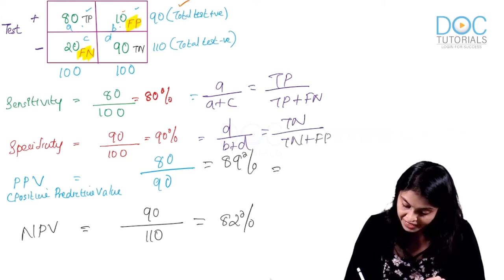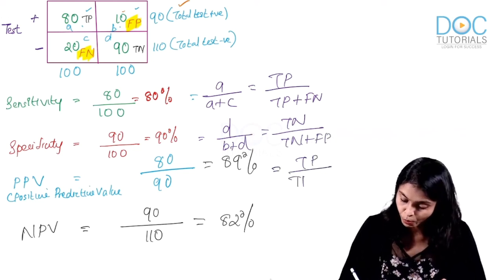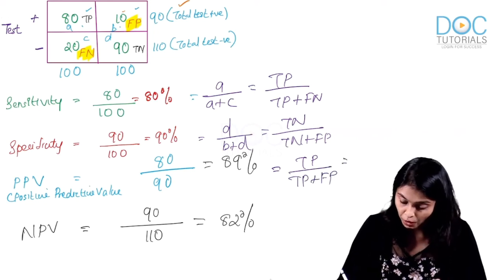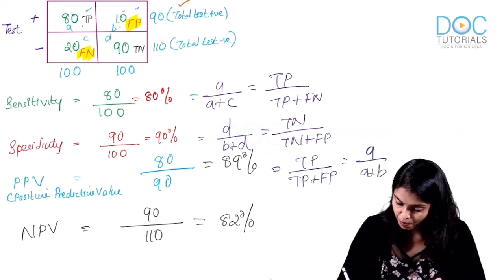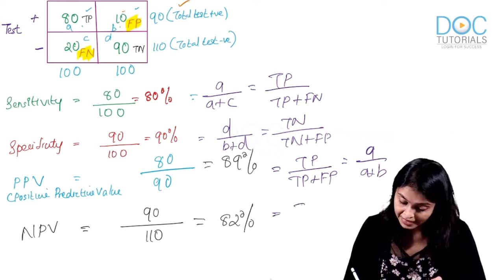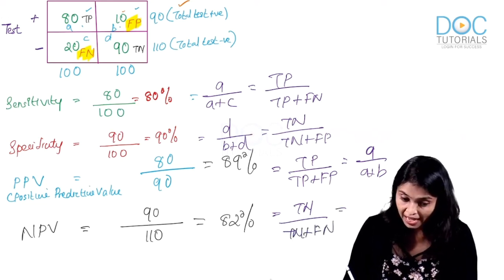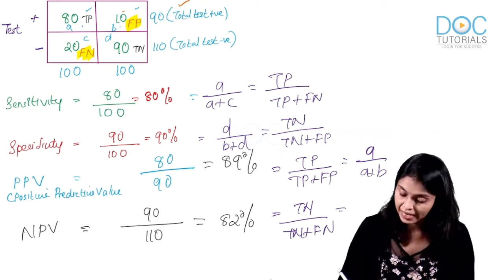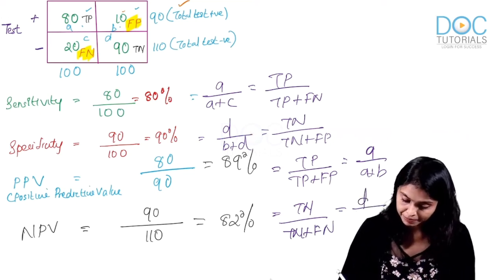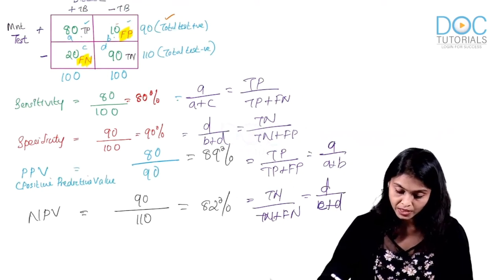Now what about positive predictive value? True positives divided by true positives plus false positives. In terms of ABCD, that would be how much? A divided by A plus B. And negative predictive value would be true negatives divided by total test negatives. That means true negatives plus false negatives. And in terms of ABCD, that would be D divided by C plus D.